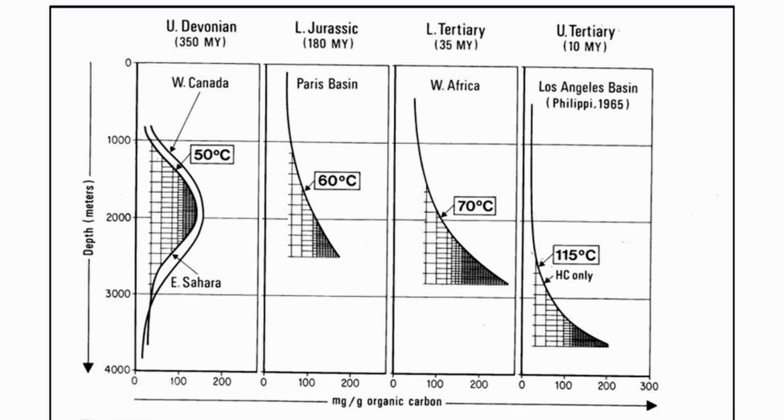Here in this picture, you can see on the right the Los Angeles Basin, which has younger sediments, where the beginning of the oil and gas window occurs at higher temperature. But on the left side you can see West Canada, with older sediments, where the beginning of the oil and gas window occurs at relatively lower temperature than the younger sediments. So what I want to say is that the beginning of oil and gas windows occurs at higher temperature in the younger sediments compared to the older sediments.